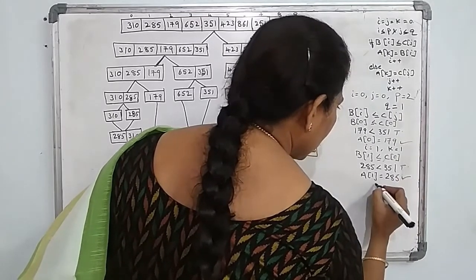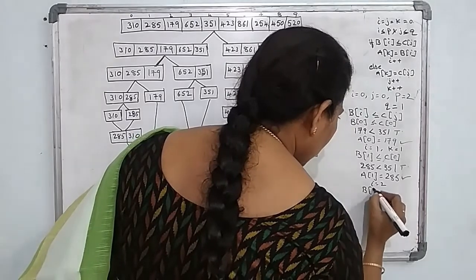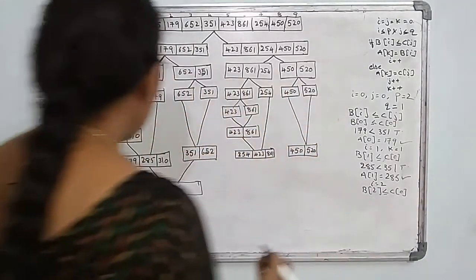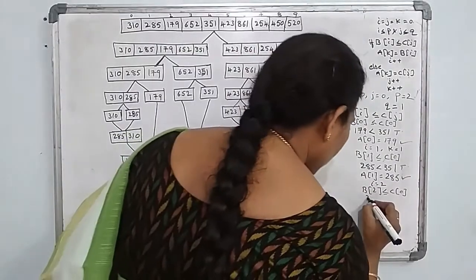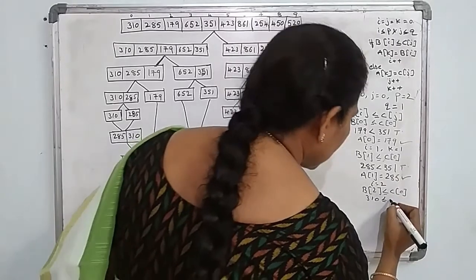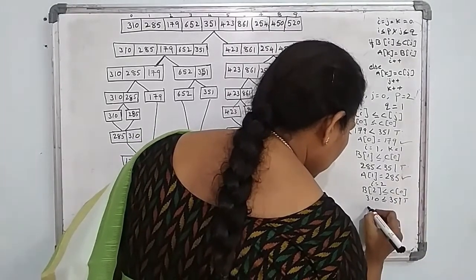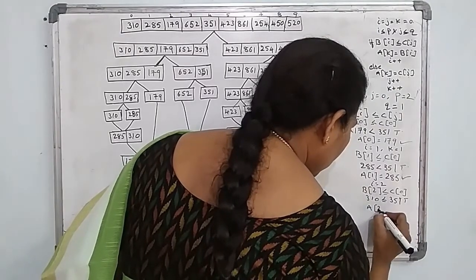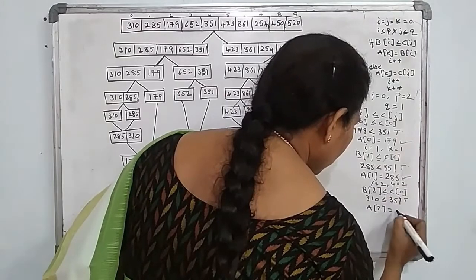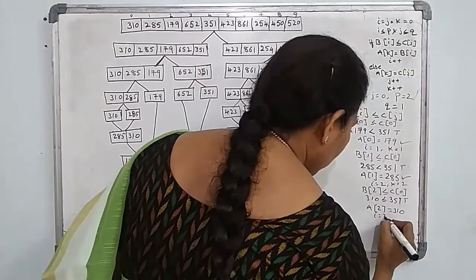Now again you can increment the I value, that is equal to 2. So again you check B of 2 less than or equal to C of 0. B of 2 means 310. 310 is less than or equal to 351. Again it will be true. So then you go to A of 2, with K equal to 2, equal to 310. Now again you increment I to 3.